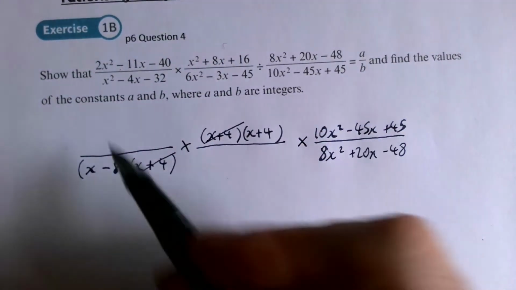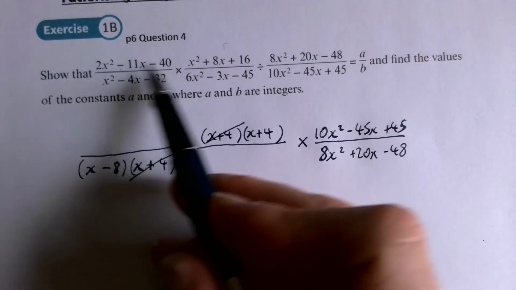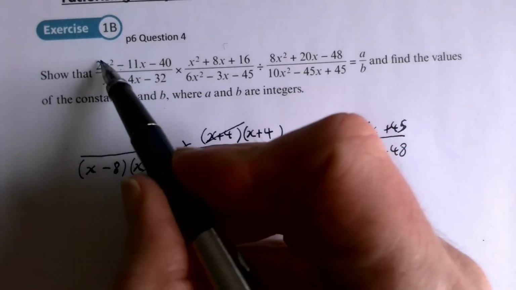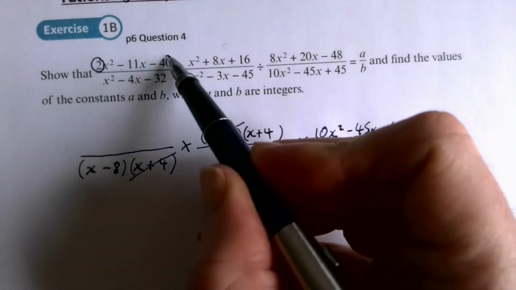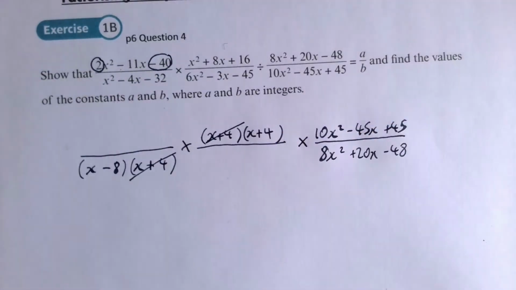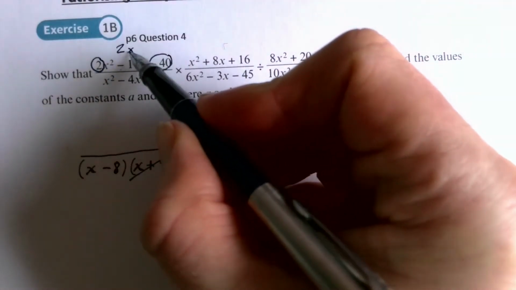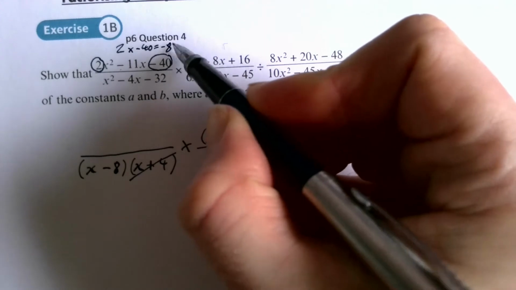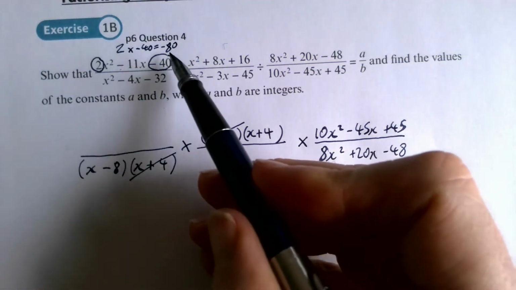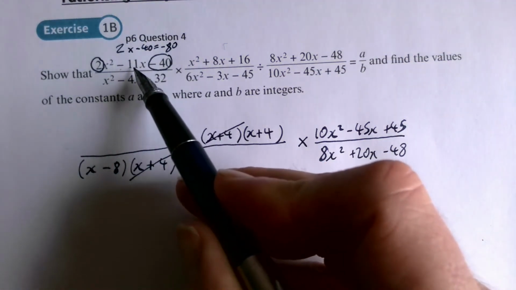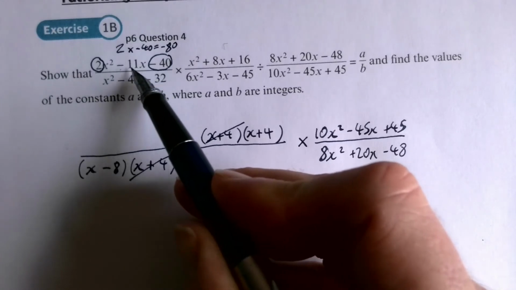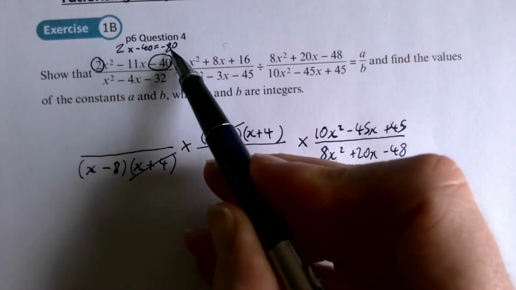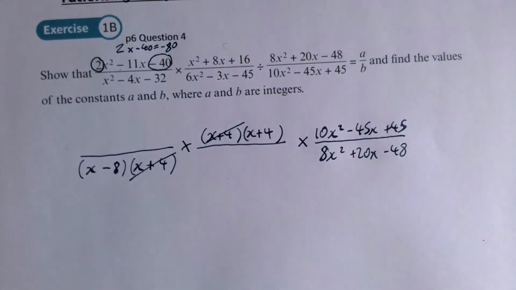So I'm going to start looking at these now. Now if I was going to do this without a calculator, I would multiply the coefficient of A by the one for C. So 2 times negative 40 is negative 80. Now because it's a negative, that means this coefficient of x is going to be the difference between the two numbers that multiply to make 80.